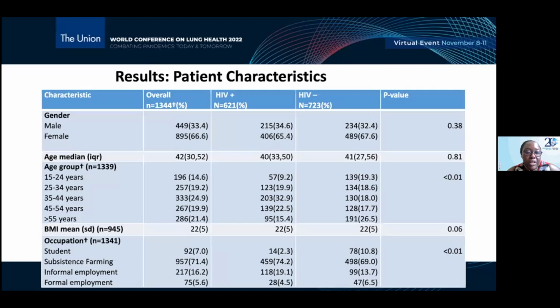So overall, over about 6 months of screening, we had 1,344 patients. Of these, 621 were HIV positive and 723 were HIV negative. There were no differences in gender and mean BMI between those who were HIV positive or negative. However, there was a difference in age. We find that the HIV positive population was a little older than the HIV negative population.